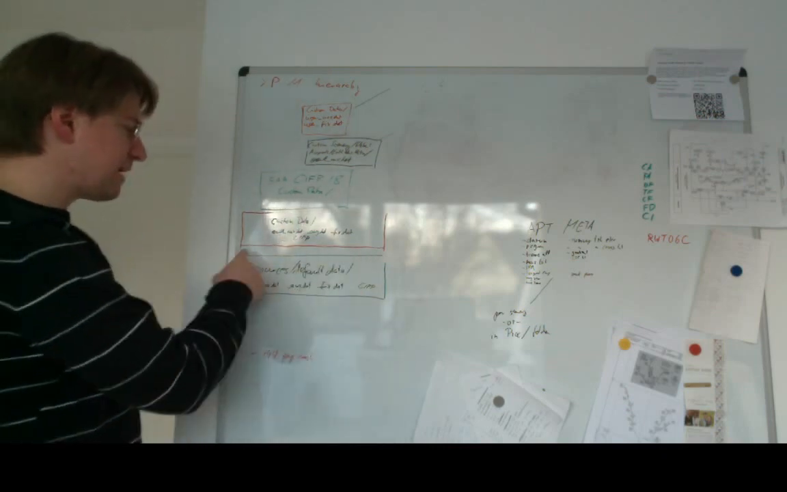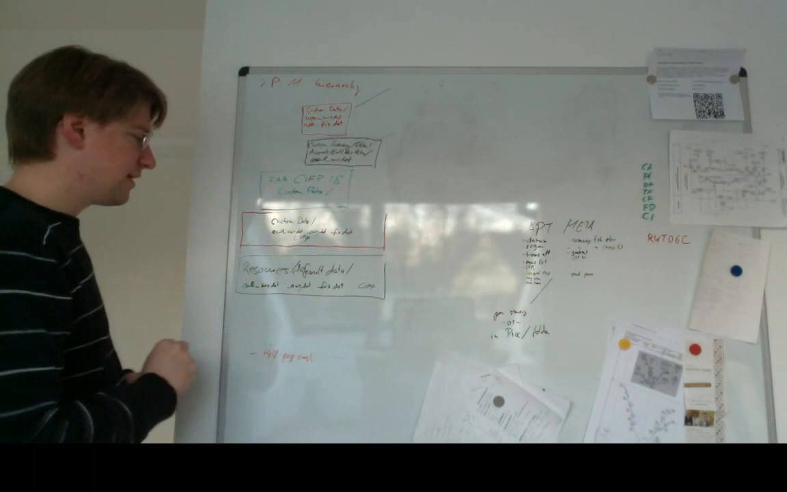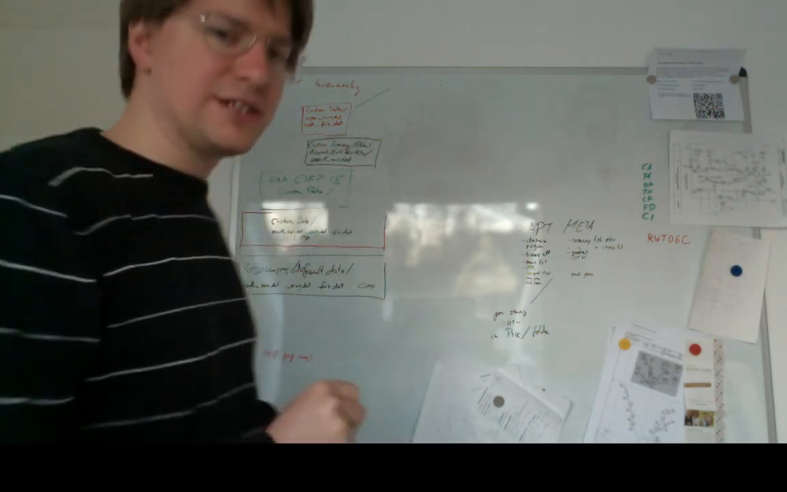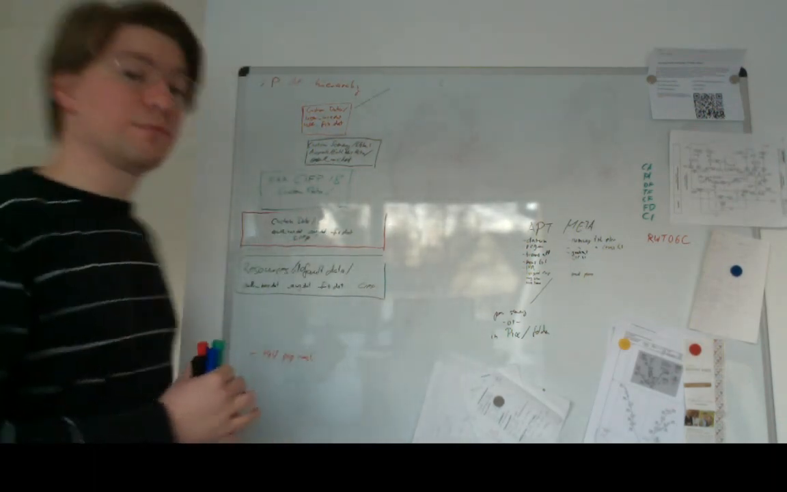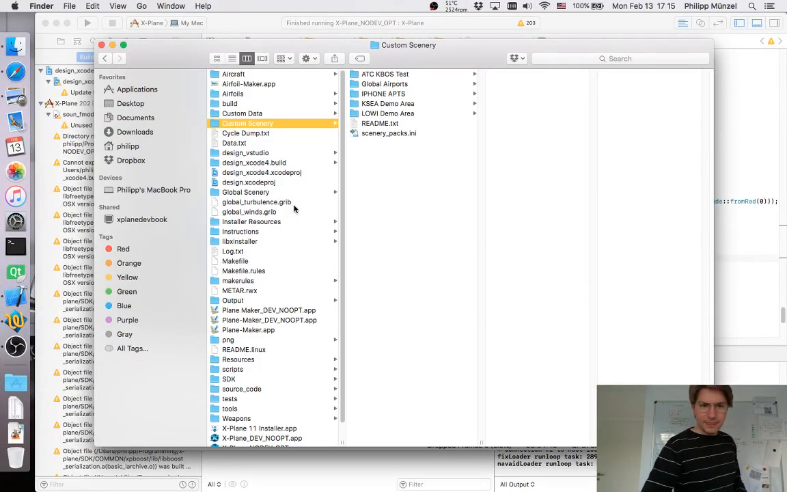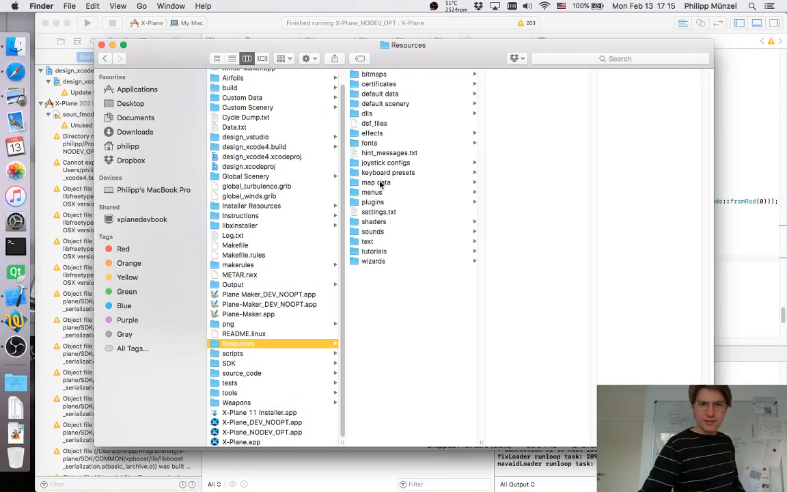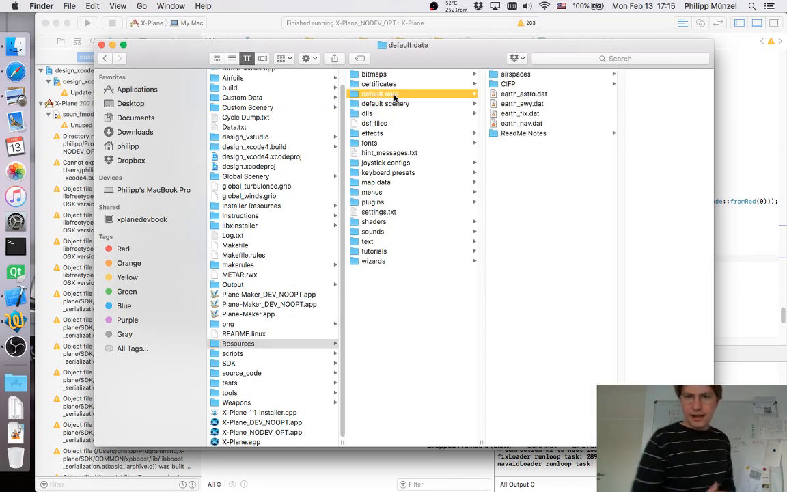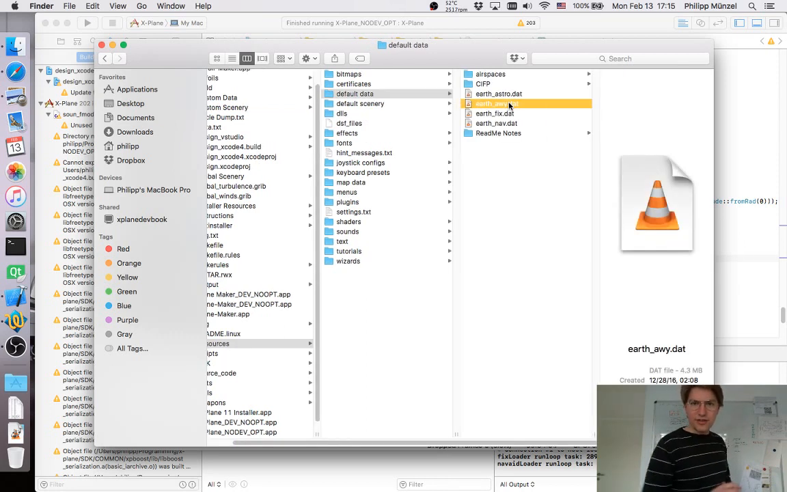So let's start with the basic, the lowest black box. That is resources default data, which you will probably never need to touch and you shouldn't touch. So resources default data is here. In the main folder of X-Plane, there's resources, there's default data. And you can see there is an earth_airway.dat, earth_fix.dat, earth_nav.dat. And that obviously means airways, fixes, and navaids, worldwide coverage for the whole world.